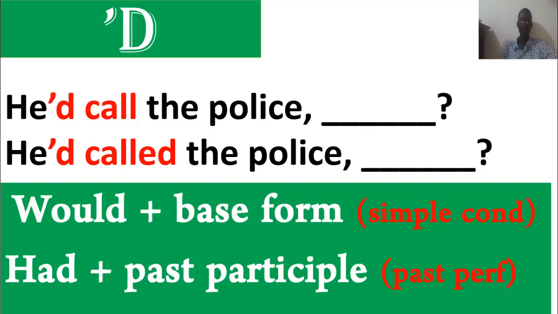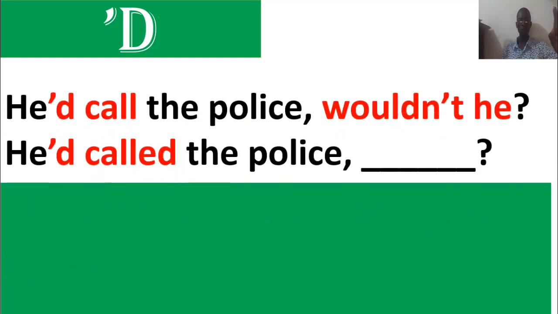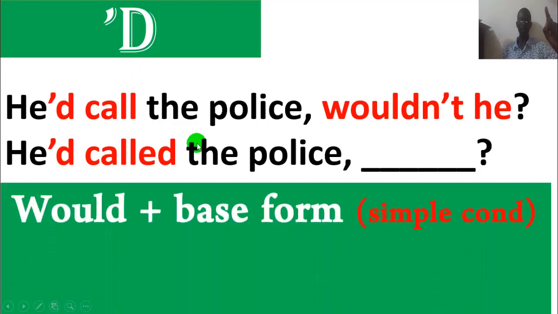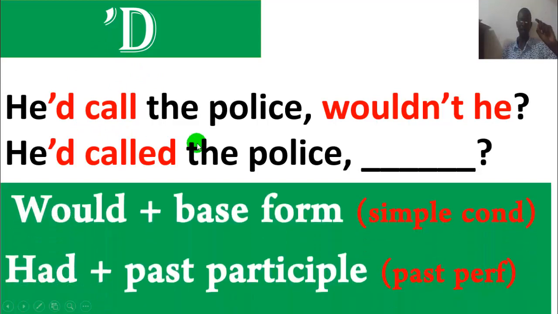Donc comment savoir si c'est had called ou bien would call? Vous avez déjà appris les temps. Vous avez appris que le conditionnel se forme avec would plus la base du verbe et que le past perfect se forme avec had plus le participe passé. Donc on peut déduire que numéro 1, c'est wouldn't he, parce que ici on a base form. Et que numéro 2, normalement, c'est hadn't he, normalement. Ok?